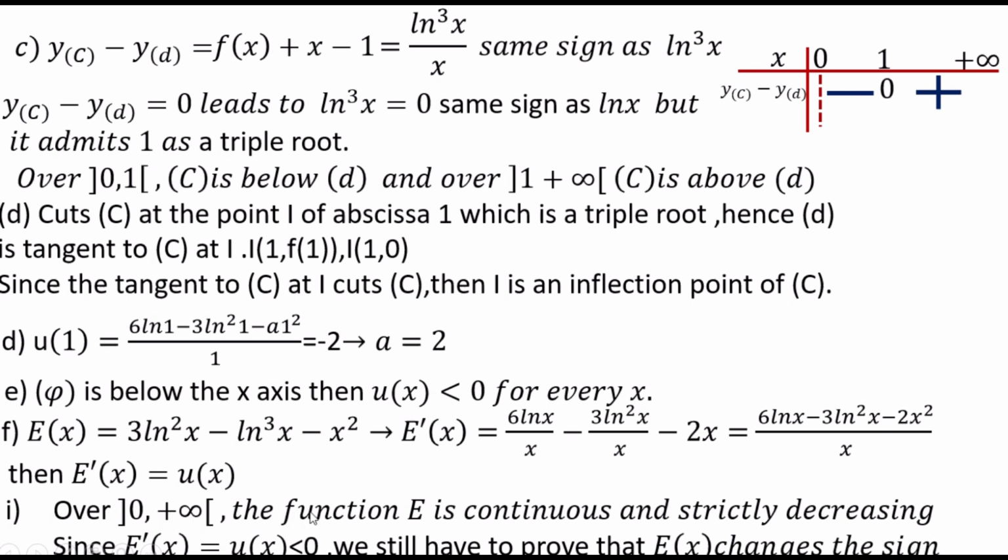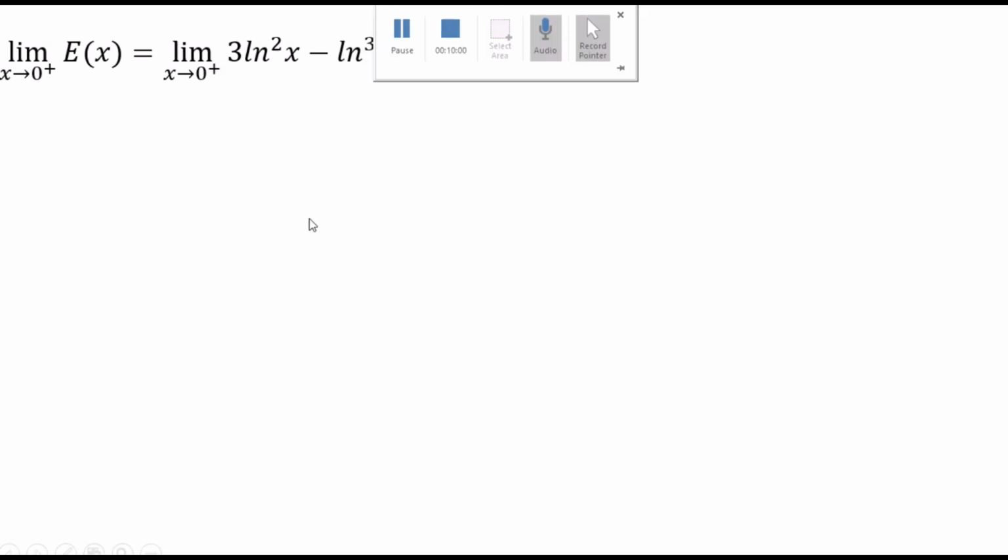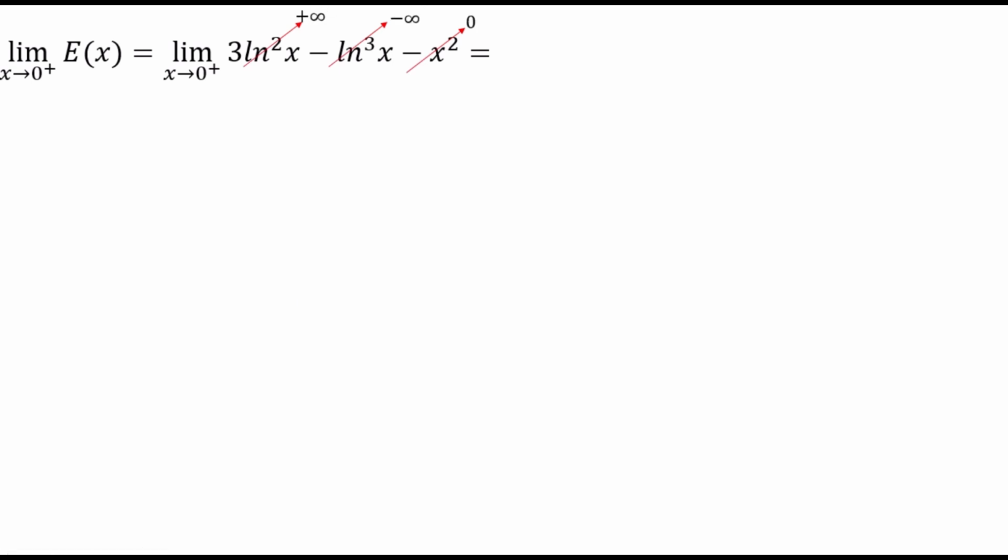Over 0 plus infinity, the function E is continuous and strictly decreasing, since E prime of x is negative. Limit of E of x as x goes to 0 plus. As x goes to 0 plus, this is how much? Ln x is minus infinity, ln square x plus infinity, ln x minus infinity, ln cube x minus infinity, minus infinity, this plus infinity, then finally plus infinity.